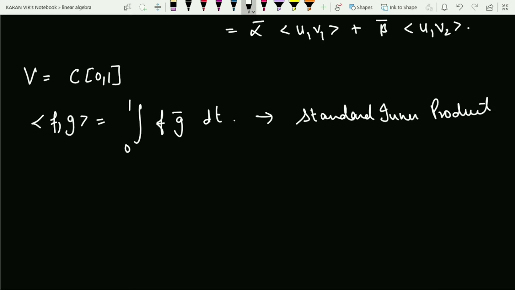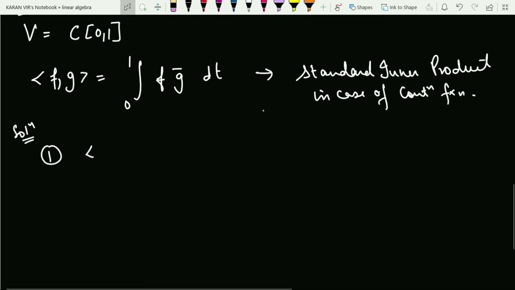So this is the standard inner product in the case of continuous functions. This is sometimes referred to as the standard inner product, right? And now what I need to check is whether it satisfies all the axioms. So let us see here.